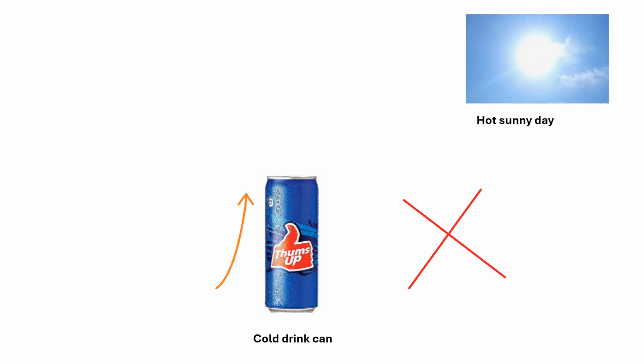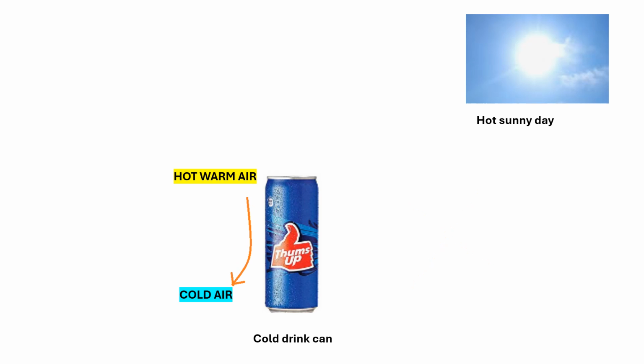What changes will happen for hot air and cold air? So, what is happening actually? The hot air near the cold can is cooling itself, and so the heat transfer is taking place. So it's like this: the hot air is cooling near the cold drink can, and it becomes cold, and that is why the cold air will be at the bottom.